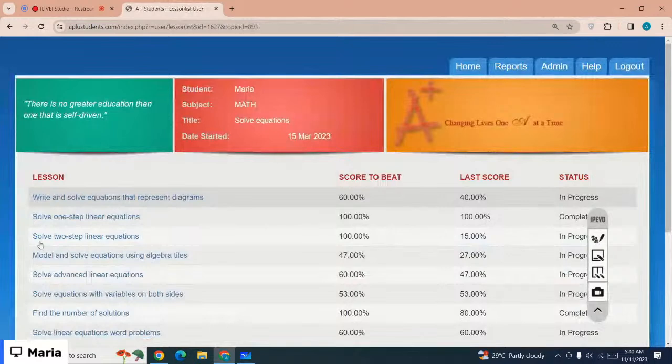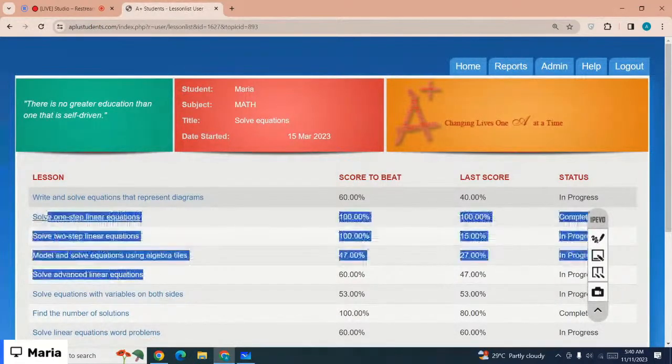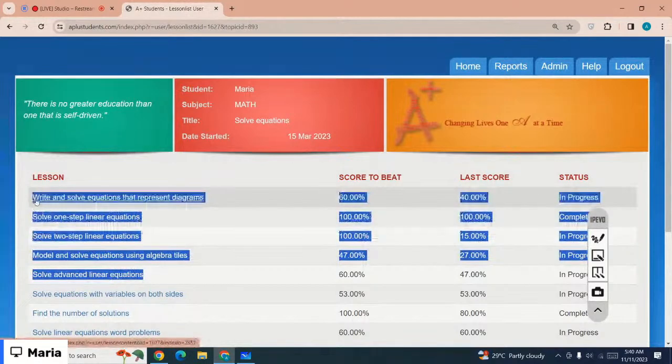So we were working on grade 9 math. The chapter we're working on is solve equations. The lessons we have covered are write and solve equations that represent diagrams, solve one-step linear equations, solve two-step linear equations, model and solve equations using algebra tiles, and solve advanced linear equations, right? So please make sure before the next session you complete all the practice questions for the lessons we did today.